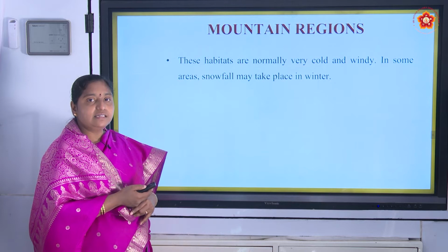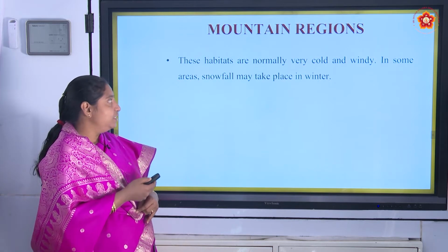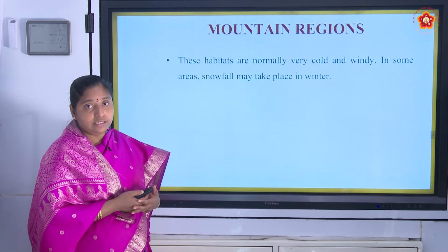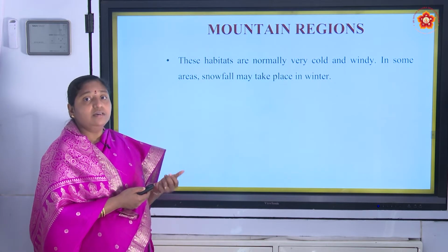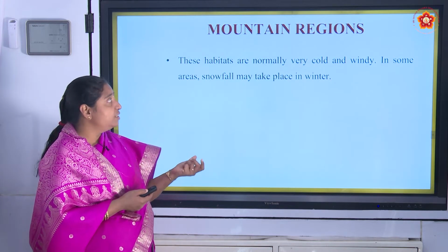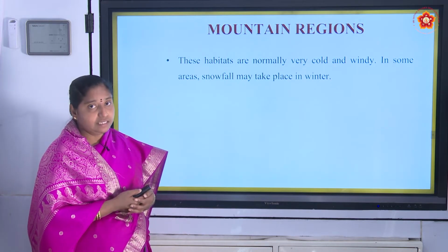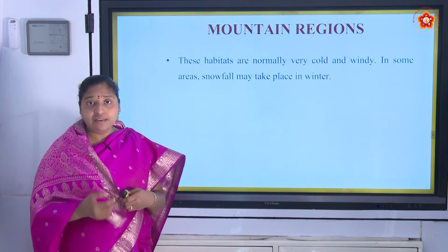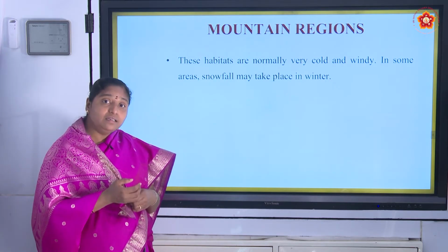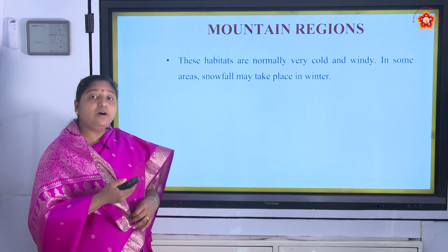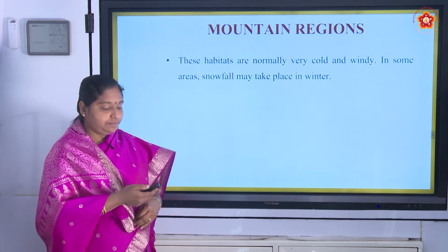Now the next is mountain regions. How will the climate be in mountain regions? You all know about that. Example, Himalayas. Himalayas is one example of mountain regions. These habitats are normally very cold and windy. In some areas, snowfall may take place in winter.